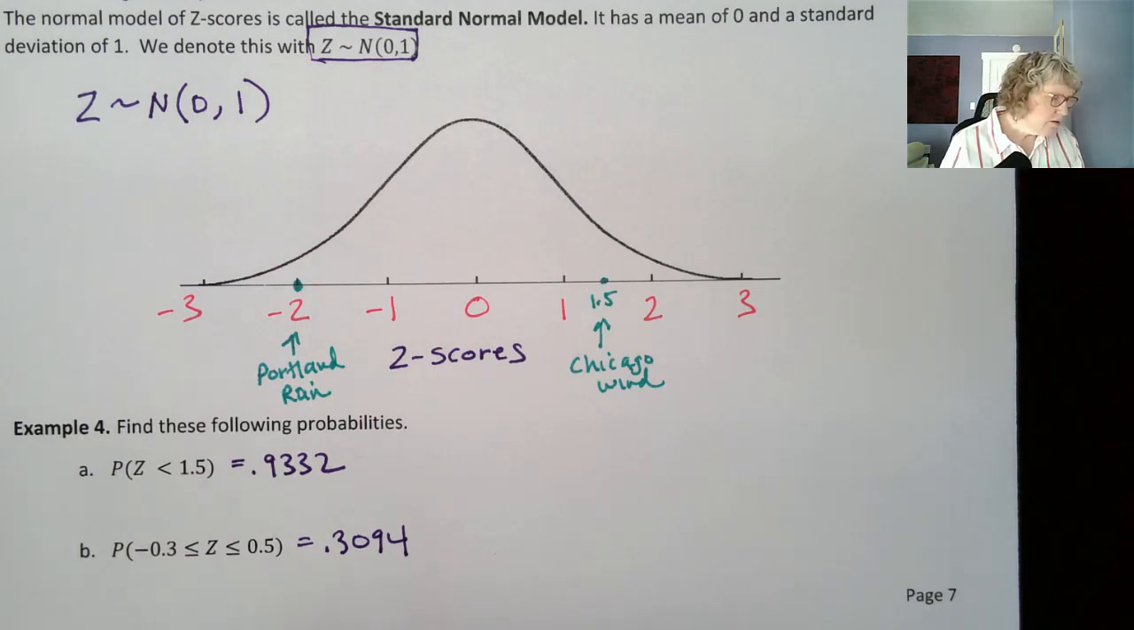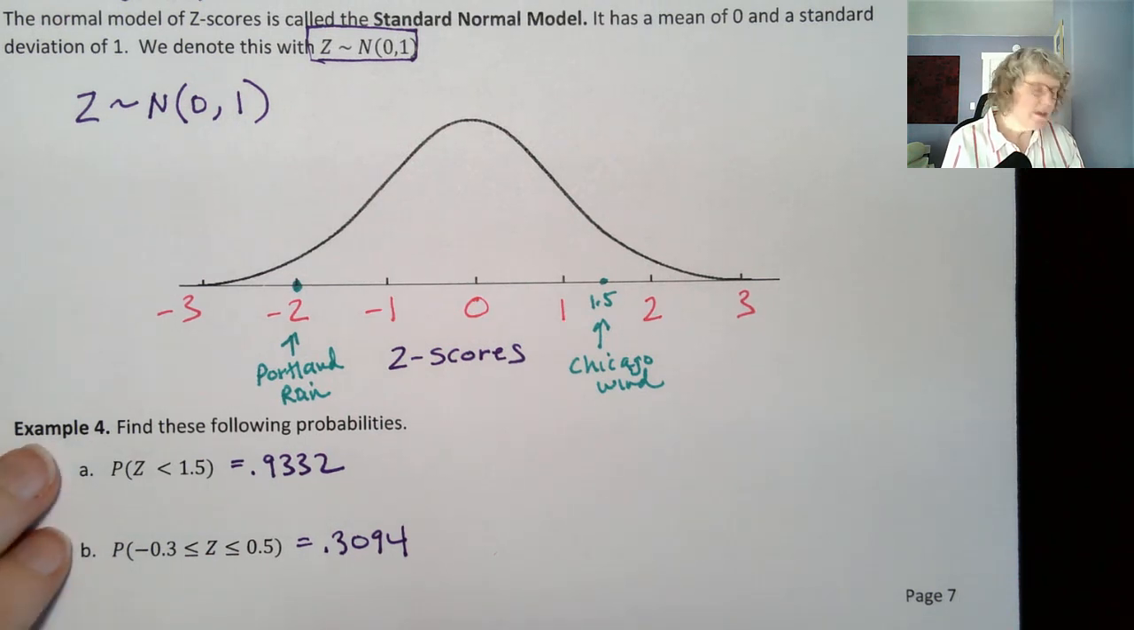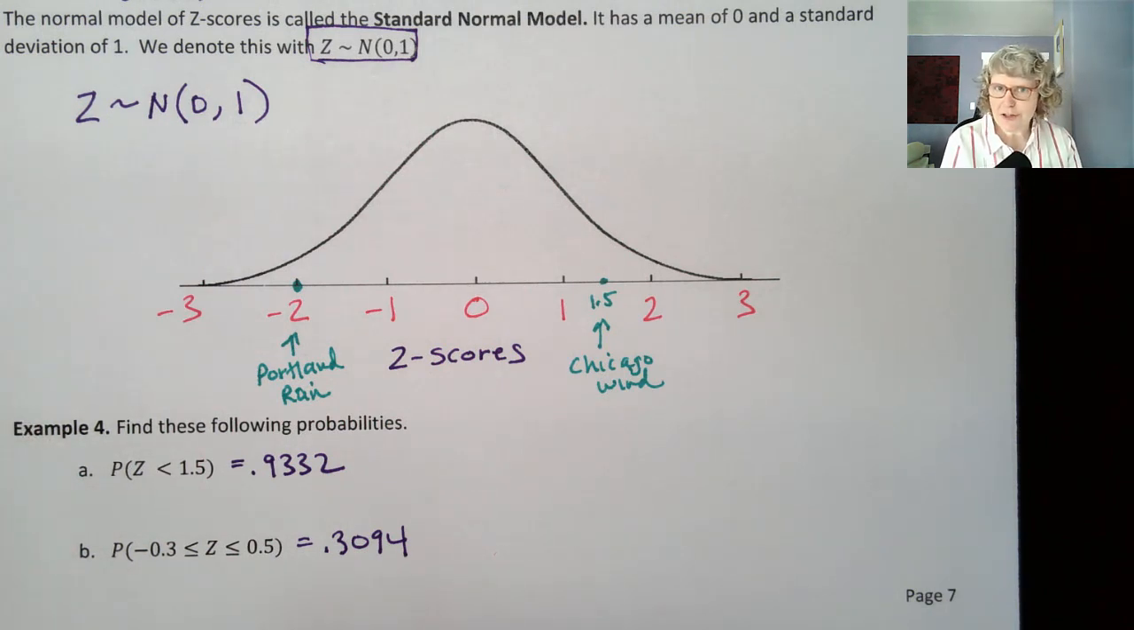So now you can find a z-score, and you can also find the probability for anything in the standard normal model. Okay, great. That does it for z-scores, and I'll see you in the next video.